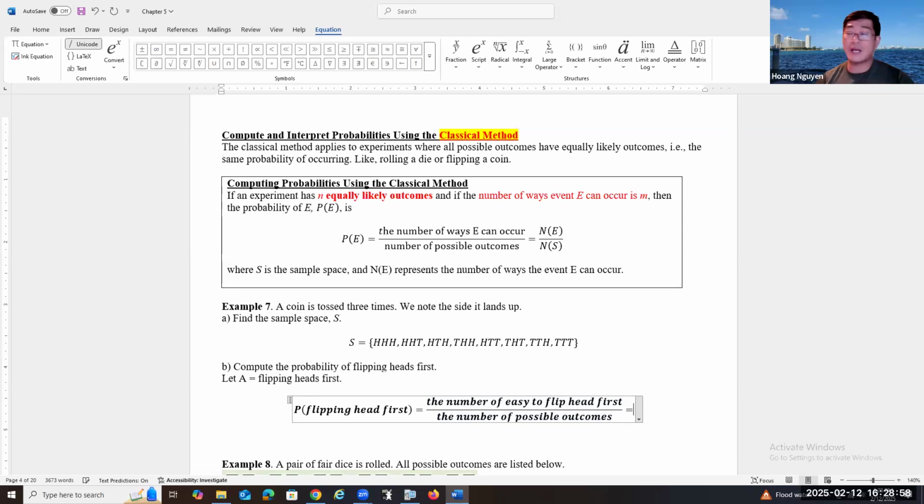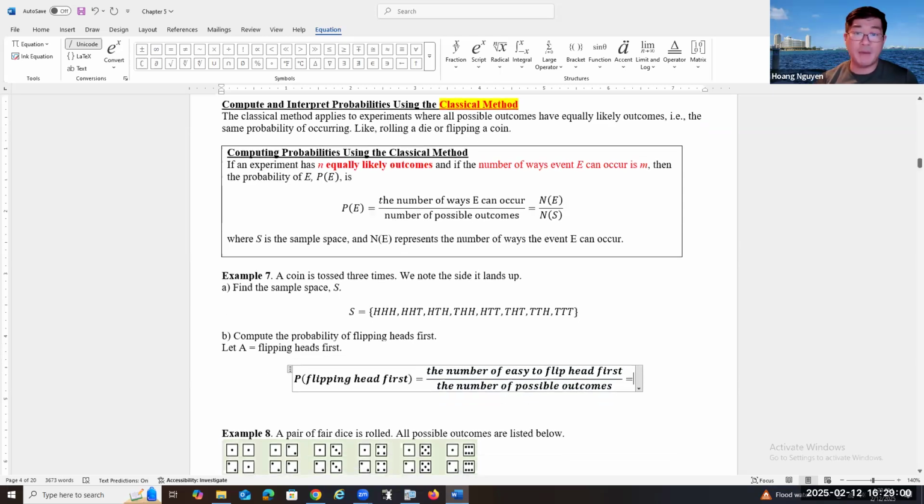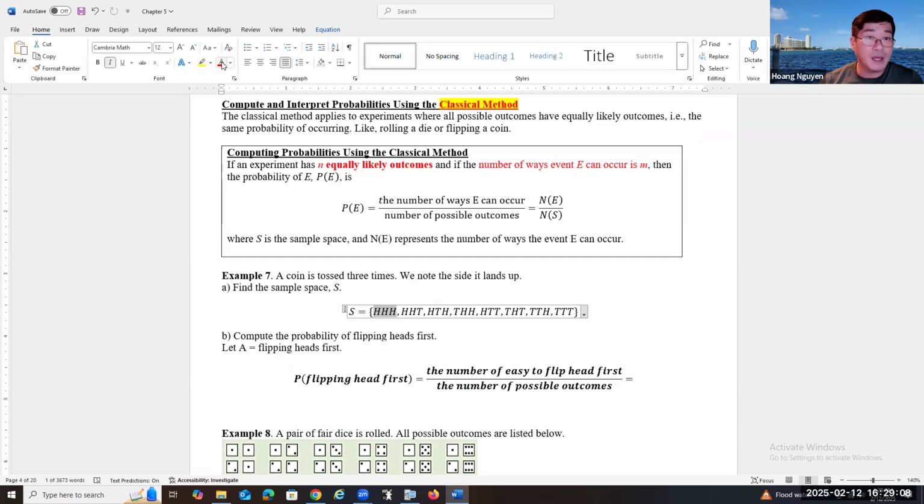Let's take a look at the sample space, everyone. How many possible ways can you get the head first? The head first is this one, the first one is a head. This one also has the first one as head. Head, head, tail, the first one is a head. This one, the first one is a head also. And then this one, the first one is a head.